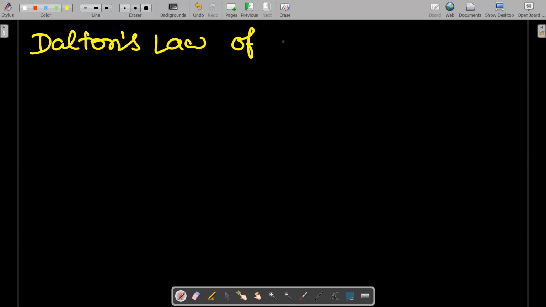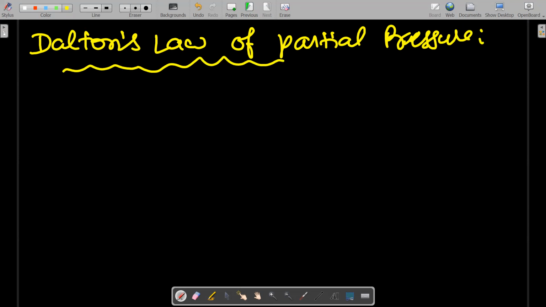Individual pressure of non-reactive gases in a mixture. Correct. Okay. So we have discussed Dalton's law of partial pressure. So what the theory and what the explanation we have just studied. It states that, again, I'm revising. So what is this theory?